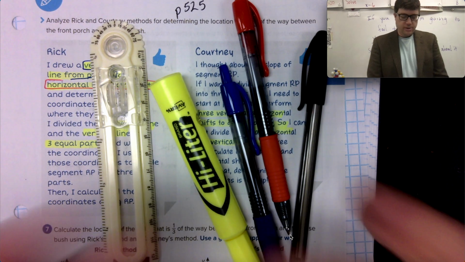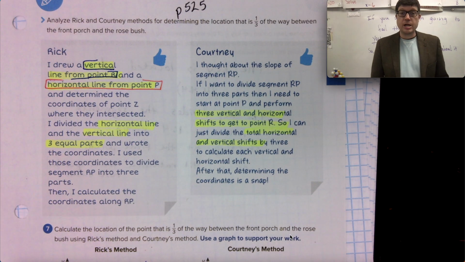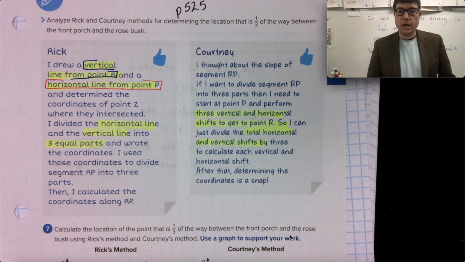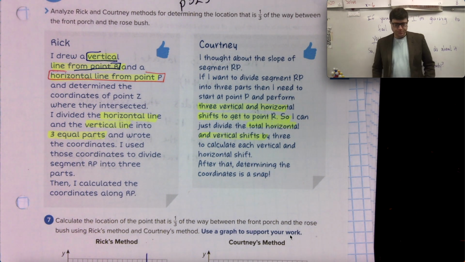525. Have all the materials you see in front of you, and go ahead and pause the video and highlight what I've highlighted as well. I'm using different color pens and pencils to signify some stuff that's happening. So go for it.